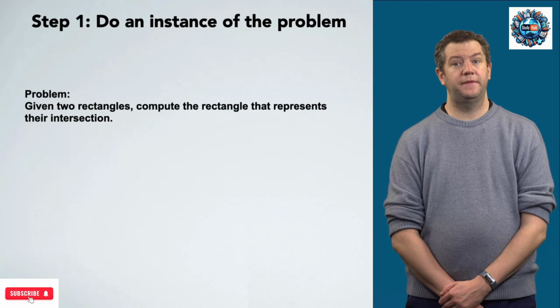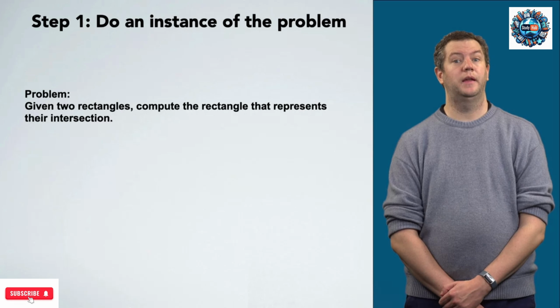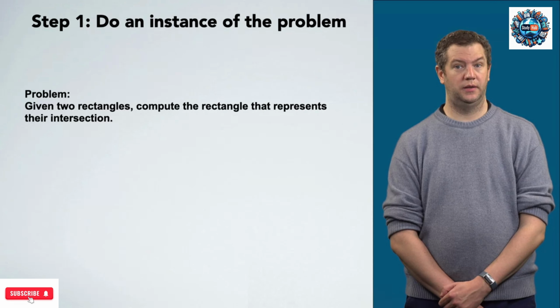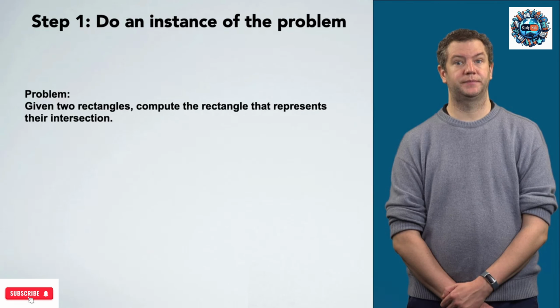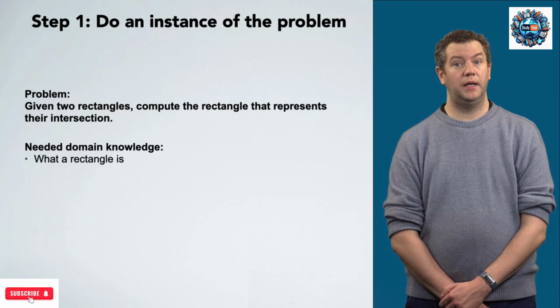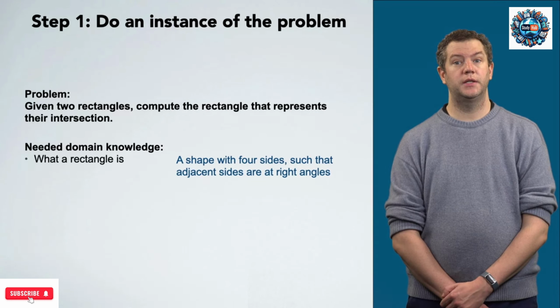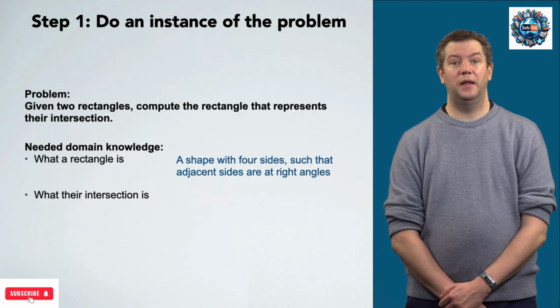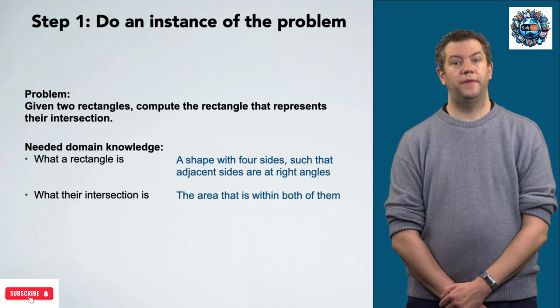As an example of the 7 steps, let us consider the problem of finding the intersection of two rectangles. We'll deal with only rectangles whose edges are horizontal and vertical, making things much simpler. To do this problem, you need a bit of domain knowledge, such as what a rectangle is, which you may recall is a four-sided shape with adjacent sides at right angles to each other, and what it means to find the intersection of two rectangles, which is finding the area that is inside both rectangles.